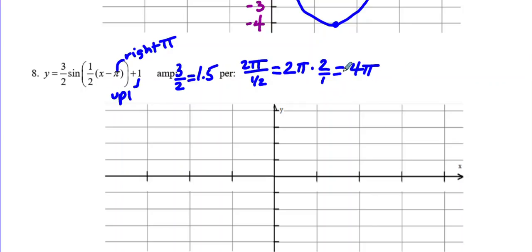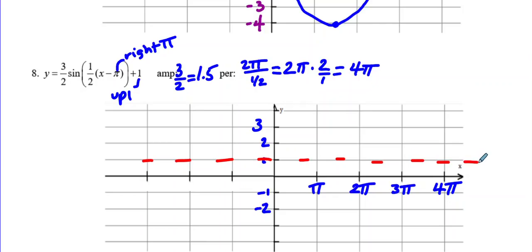So I'm going to take the period 4 pi, and I'm going to put 4 pi right here, which makes this 2 pi, 1 pi, and 3 pi. And I'm going to label 1, 2, -1, -2. And since my midline's going at 1, I'm going to need more on the positive. I'm going to draw my midline at 1.